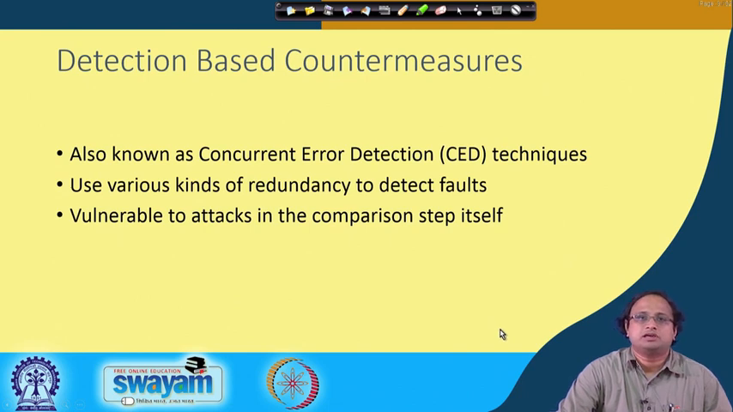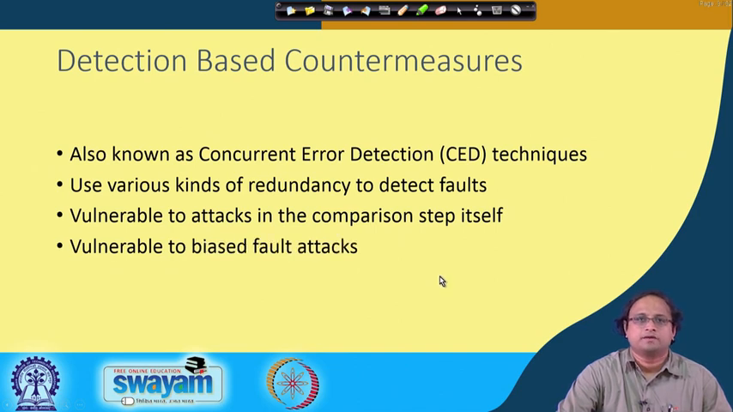We will see gradually that these kinds of techniques are vulnerable to attacks in the comparison step itself, because there would be an explicit comparison step, and that can often be targeted by the attacker. So, when we discuss such detection based countermeasures, tacitly we will assume that the comparison step is flawless. We will assume that it gives you a correct comparison. As we proceed, we will see that detection based countermeasures are also vulnerable to what are called biased fault injections or biased fault attacks.